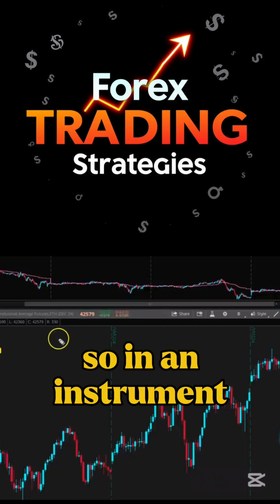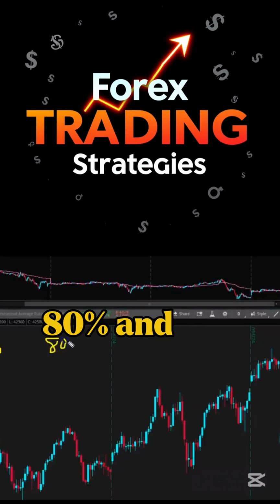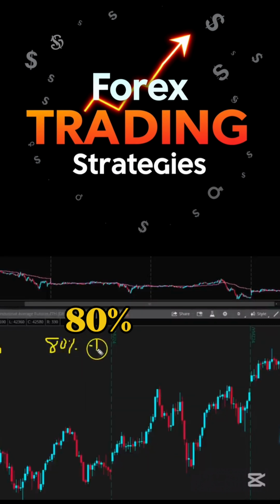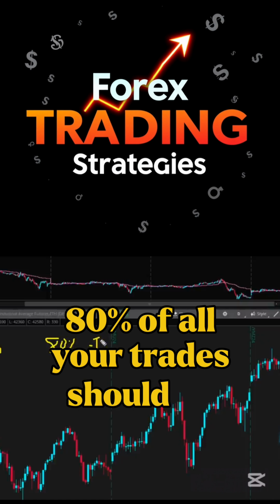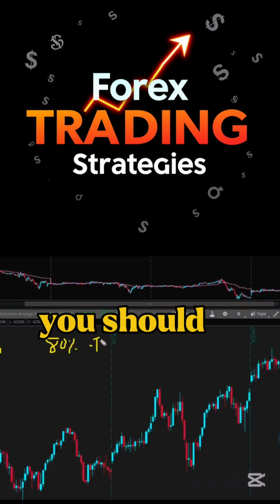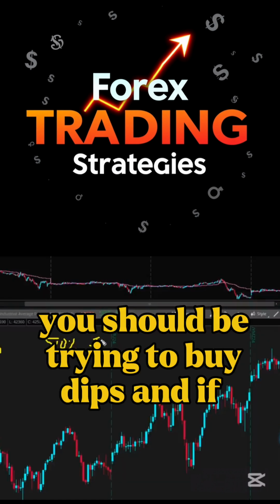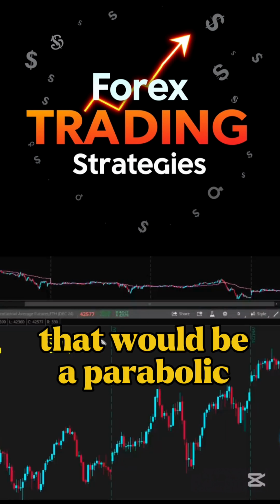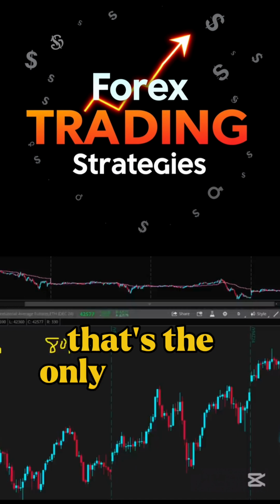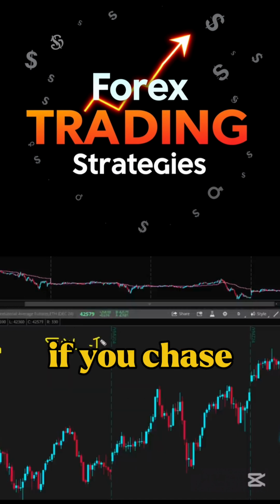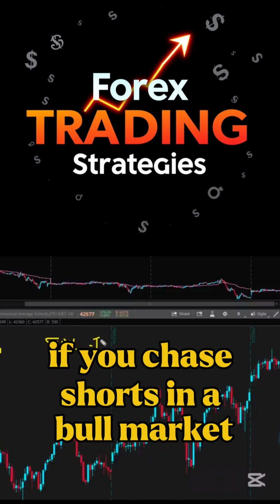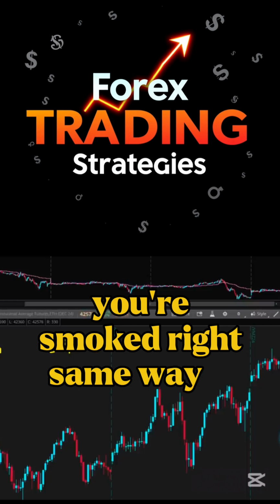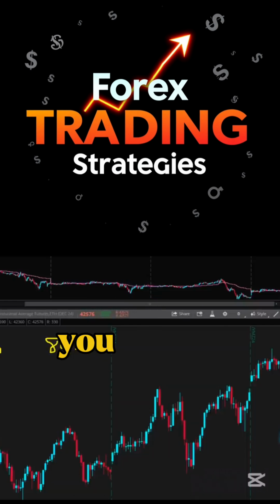So in an instrument like this, and this goes for anything that you guys are going to do, 80% of all your trades should be with the trend. You should be trying to buy dips. And if you counter that trend, there's only one trade, in my opinion: a parabolic separator kind of short. That's the only edge you're going to have. If you chase shorts in a bull market, you're smoked, right? Same way if you chase longs in a bear market, you're smoked.